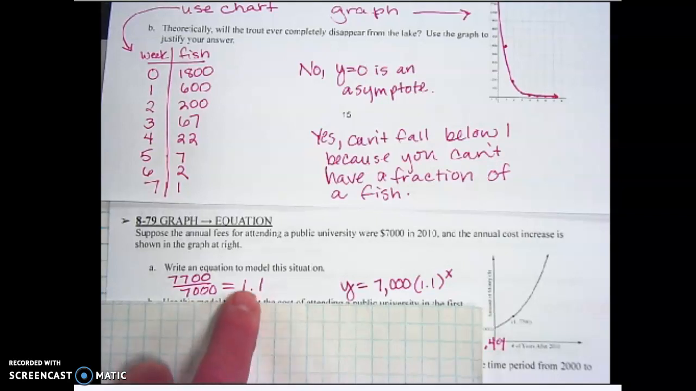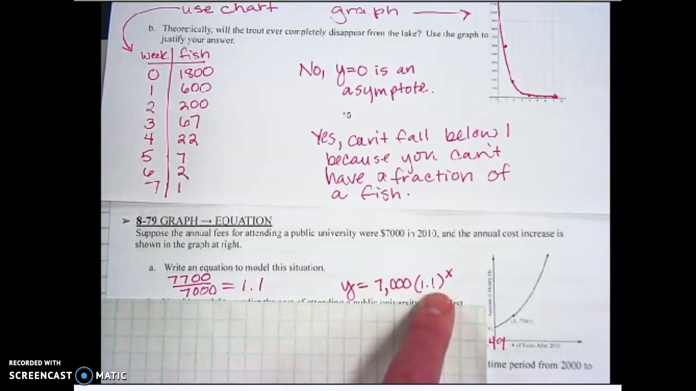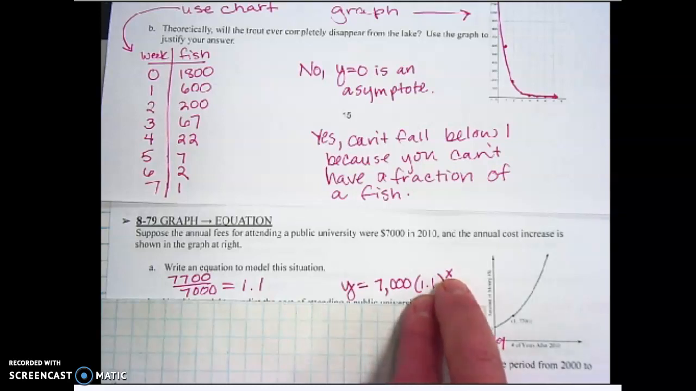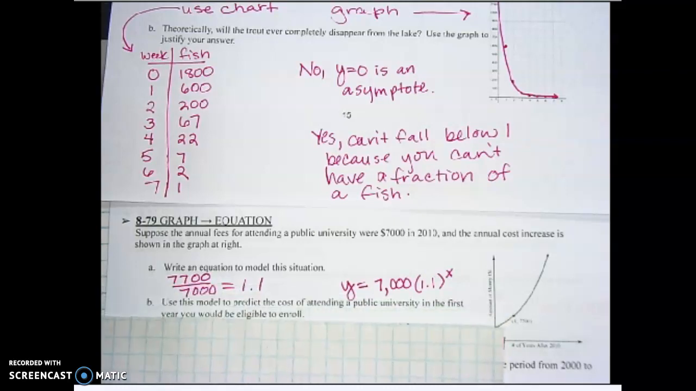The calculator is going to tell you that it's 1.1. That means it's going up by 10%, okay? So we're going to plug in the 7,000 for A, plug in the 1.1 for B, and that's our equation. Then each year we can plug in the number for the year, and it'll tell us the projected annual cost for this increasing cost of attending a public university, okay?